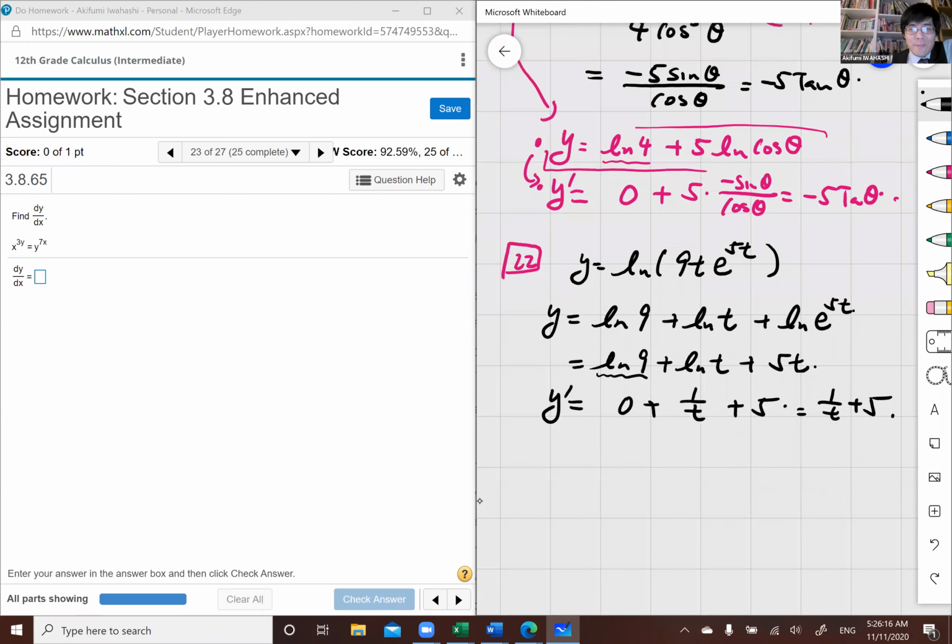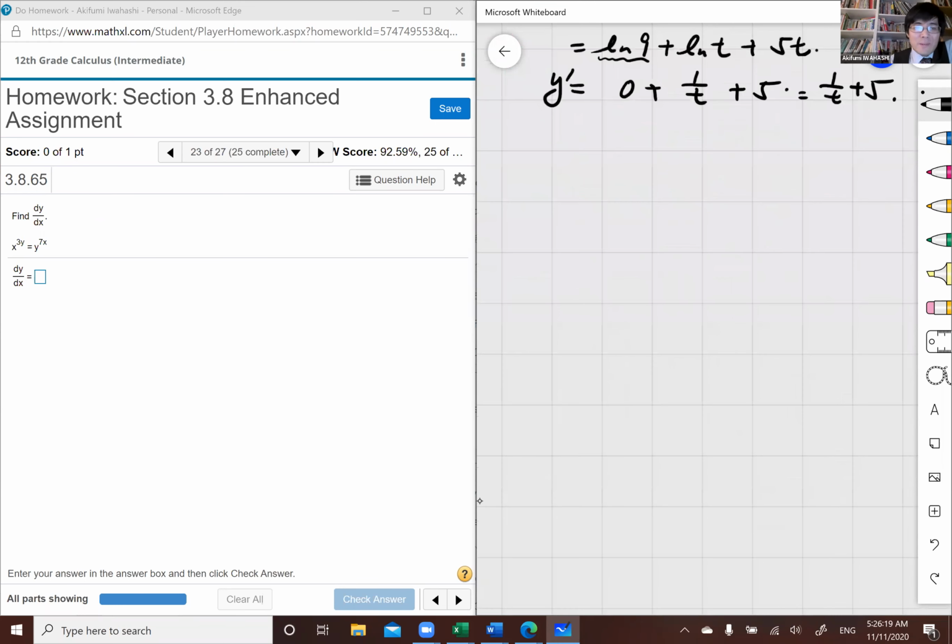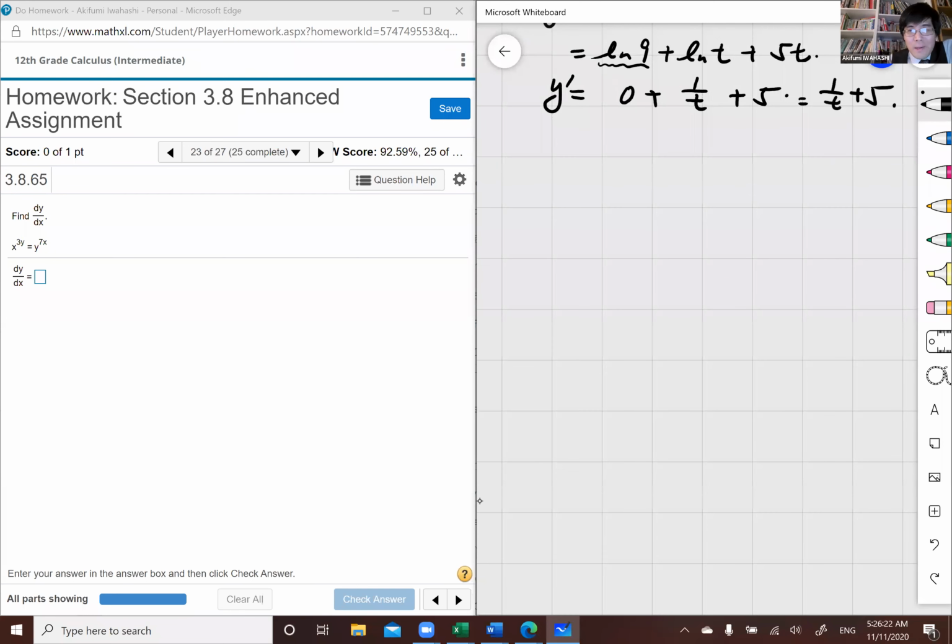Okay, next one. This is actually a very complicated one. You need to use the logarithmic differentiation technique. Up to now, you have learned the power rule to deal with something like this, when you have a variable on the bottom and a constant on top. In such a case, you could use the power rule, which is bring the 23 down and subtract the power by 1.